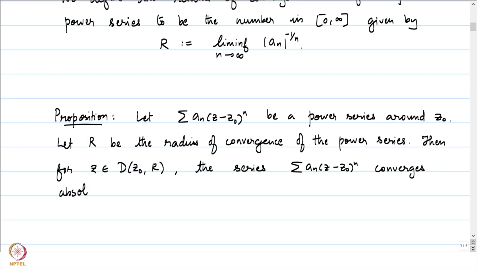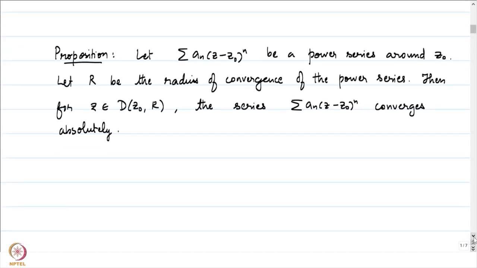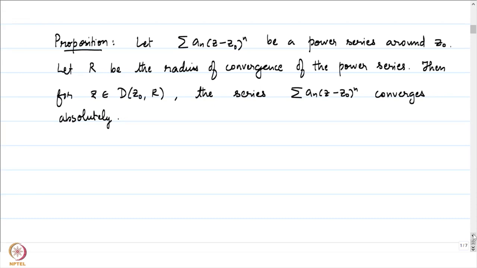Here the z that is featuring in this power series is the complex number z in D(z0, R). In this case, it was just an indeterminate. So, the distinction has started coming in. The first part of the proposition says that in this disk of radius R around z naught, which is called the disk of convergence, the formal power series, when evaluated at z, converges absolutely. The series of complex numbers converges absolutely.